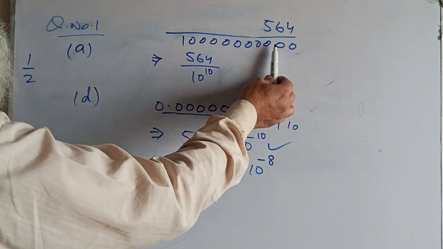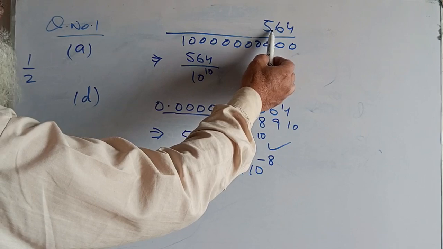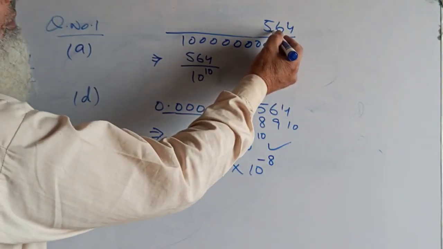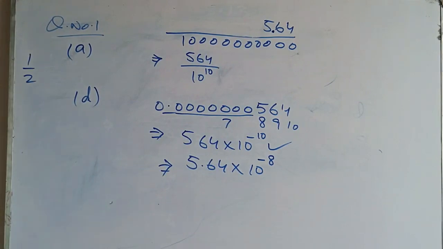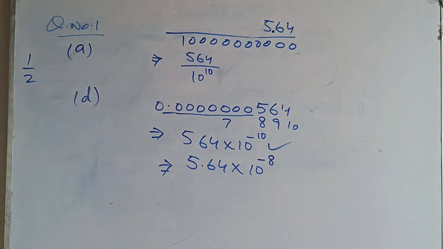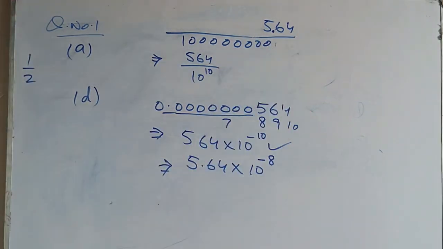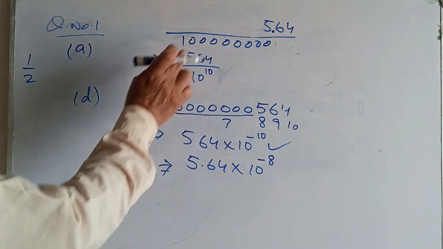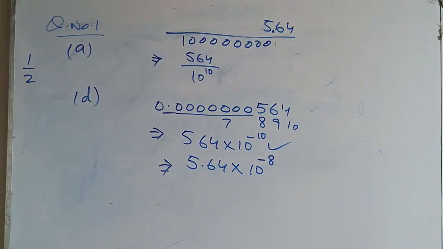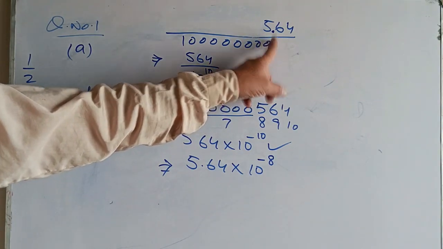So if I just remove the point up till 5, what happened? The number of zeros will be reduced to 8. The number of zeros will be reduced to 8 now. Now you see 1, 2, 3, 4, 5, 6, 7, 8. I have stopped the point over here.